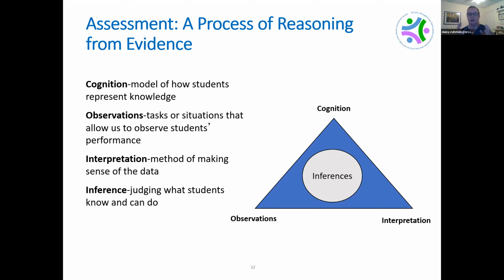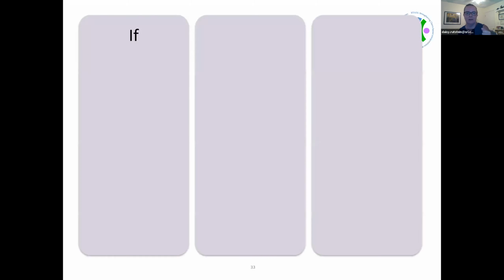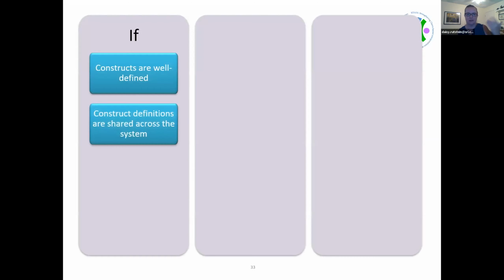So there's really a cohesiveness to this. All of these things are related to each other, because how you think about what students know is tied to what you're going to observe and how you interpret those observations. So there's a coherence there. And then if we go to the next slide, and you can just scroll through there.